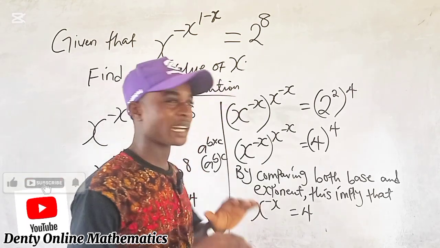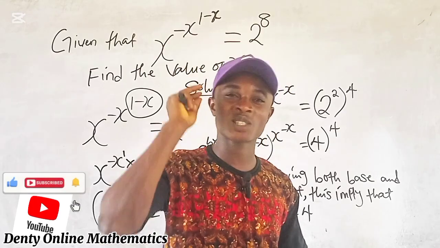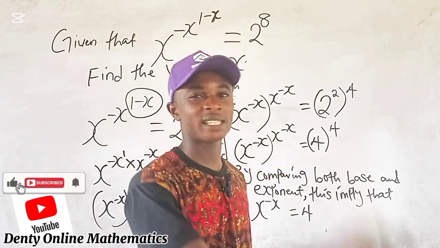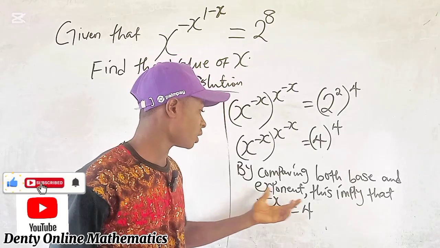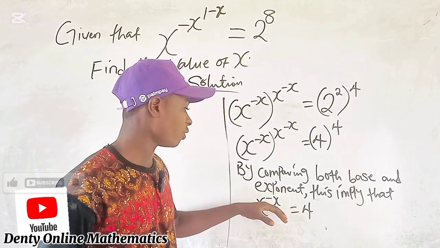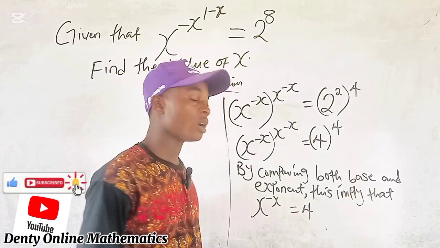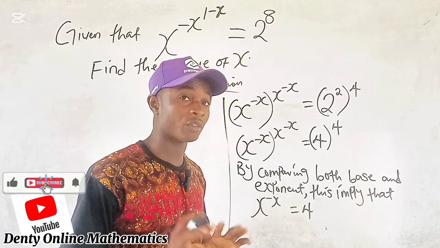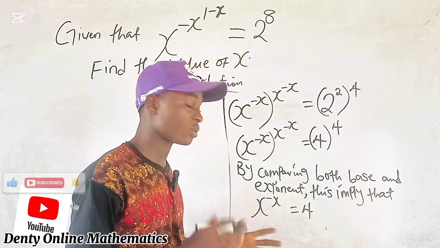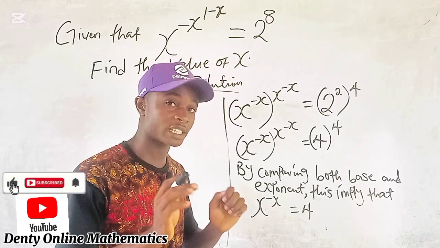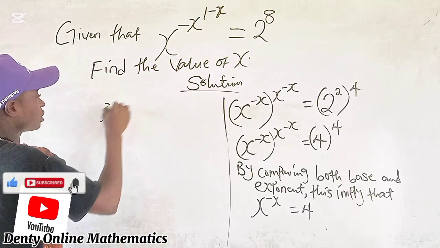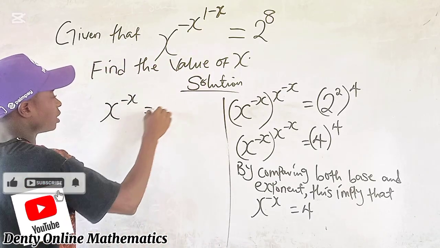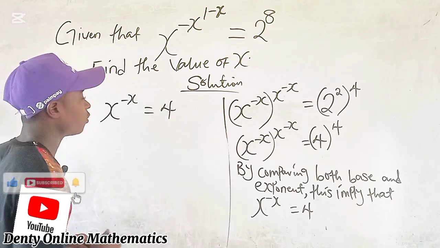We are going there, and I promise you, this is going to be amazing. Just stay tuned to this video. So when we compared both sides, we saw that x raised to the power of minus x is equal to 4. But just as I said, we are not looking for the value of x raised to the power of minus x. We are looking for the value of x. So let's proceed. We have x raised to the power of minus x to be equal to 4.